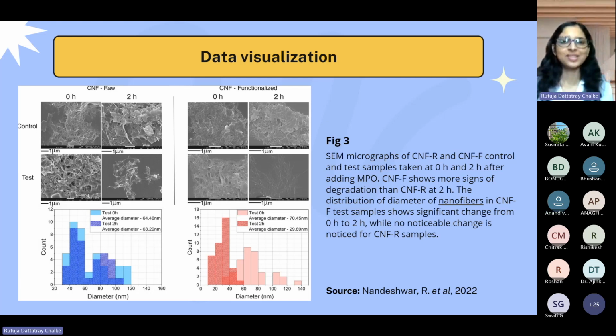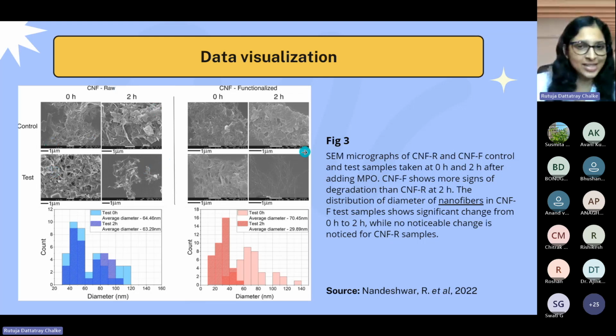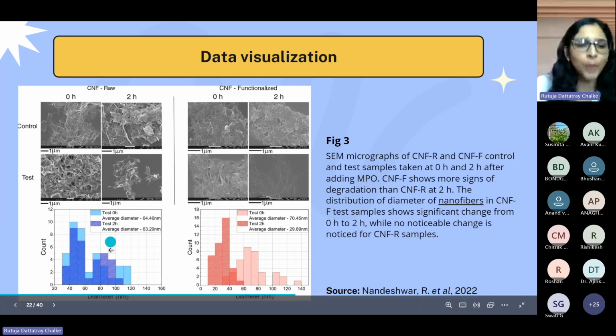Yes. So basically, these are the same images of carbon nanofibers. They have taken two samples, the raw and functionalized ones, and they are observing the control and test samples over a duration of 2 hours, as it is mentioned here. So with the plots, it is clear that there is some decrease in the carbon nanofiber. So basically, degradation is happening over a duration of 2 hours.